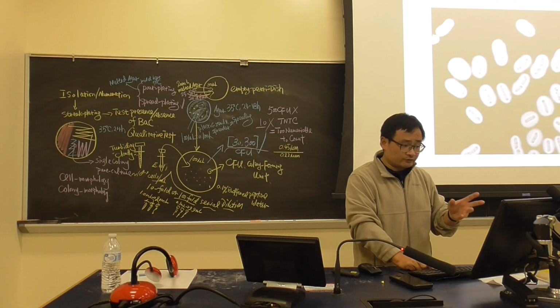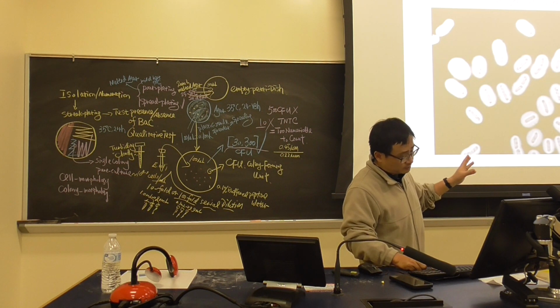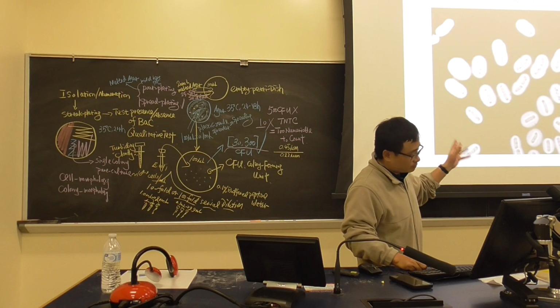This is a good example of a negative stain. This is a capsule, okay, you see the capsule. And you see the diplococcus cell. It is Streptococcus pneumoniae, but it's a good example for negative stain, and the background is completely dark.